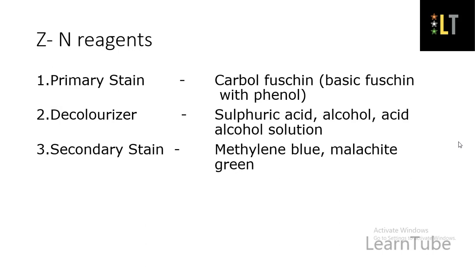ZN reagents. In this Ziehl-Neelsen method, the acid-fast staining method is also called the Ziehl-Neelsen method. So following are the reagents which we'll be using for this Ziehl-Neelsen or ZN reagents. First is your primary stain, which usually includes carbol fuchsin. Carbol fuchsin is basically a basic fuchsin stain, but in combination with phenol. So when the basic fuchsin stain is used in combination with phenol, it is called carbol fuchsin stain.